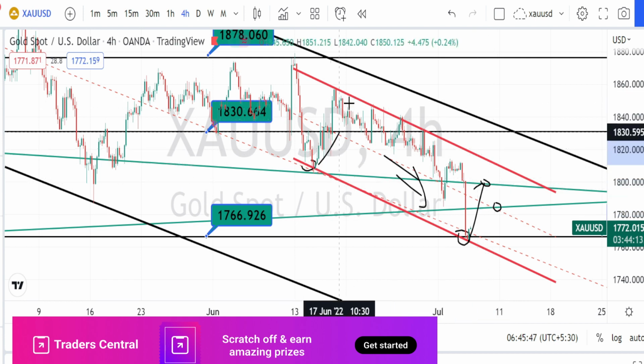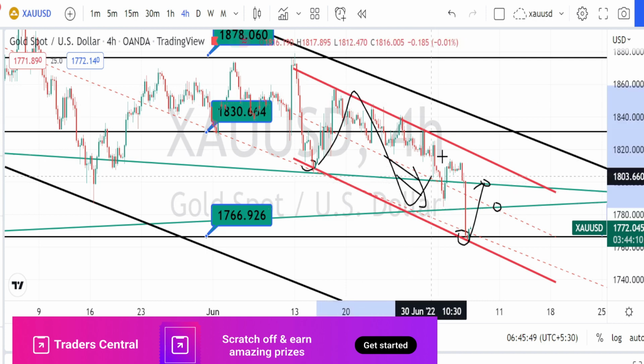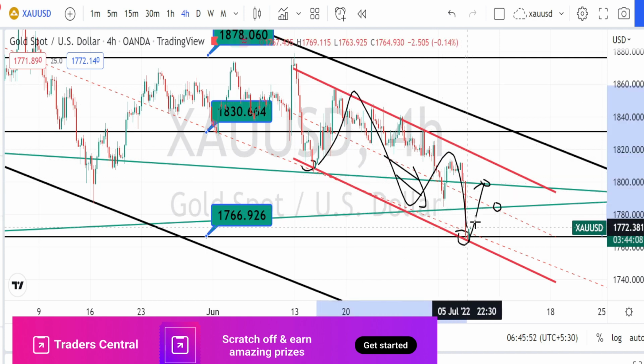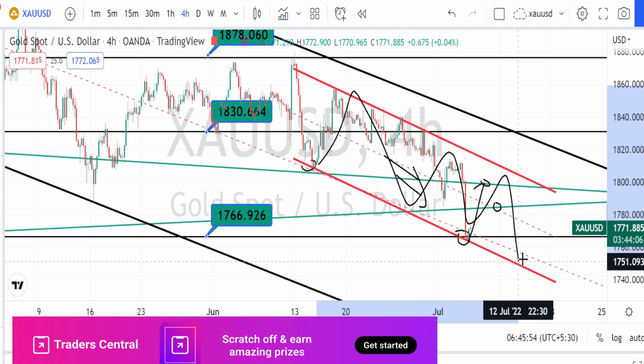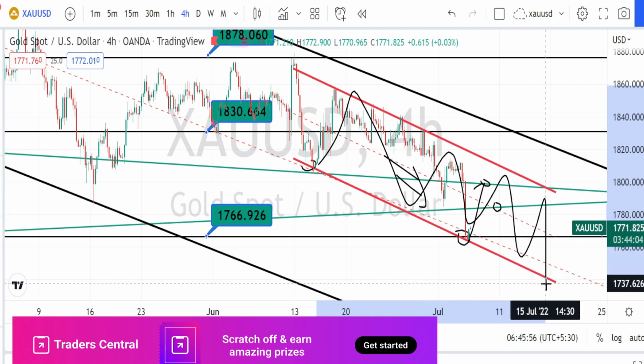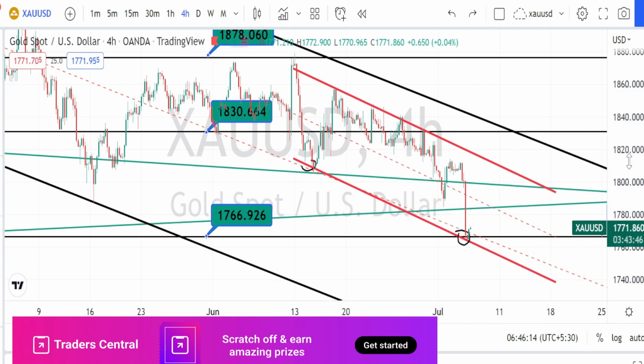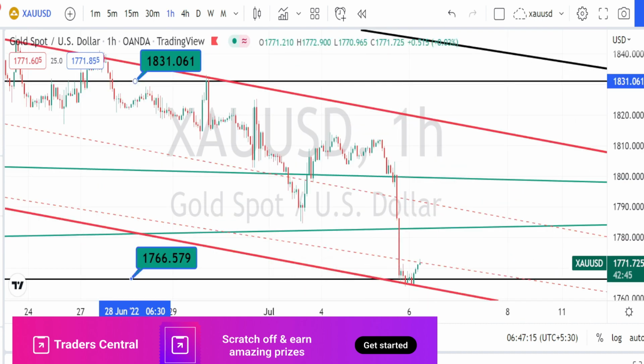But in any case, the overall trend in 4 hours time frame is also in a bearish trend as long as it is trading within this bearish channel pattern. Let us do the analysis in hourly time frame. I am in hourly time frame.